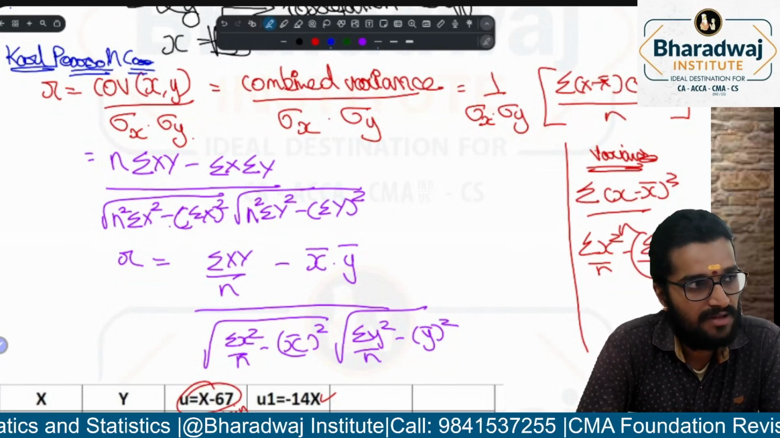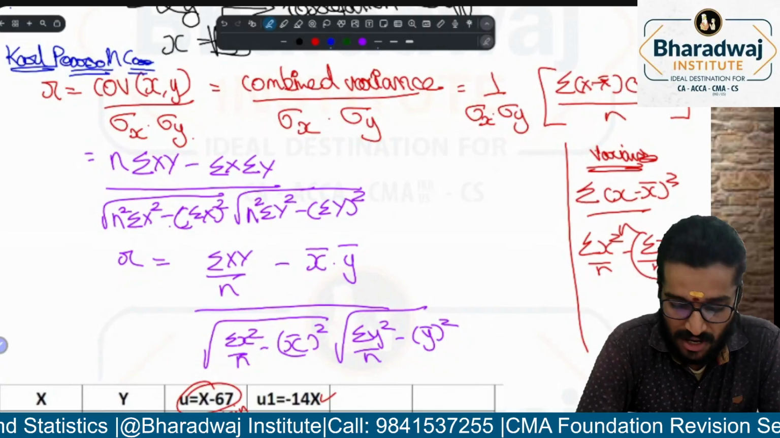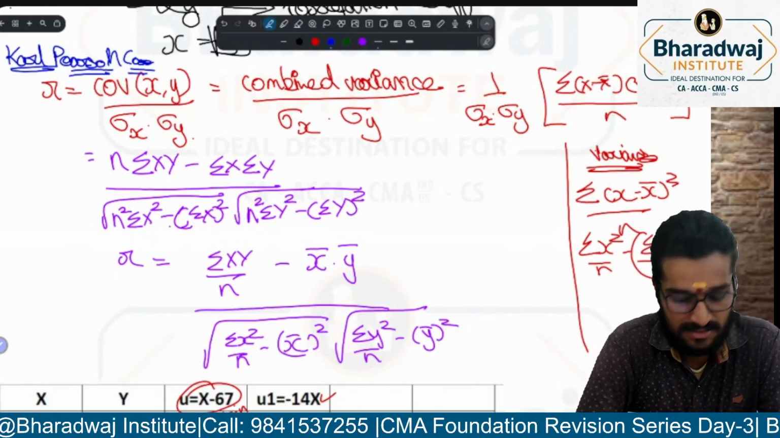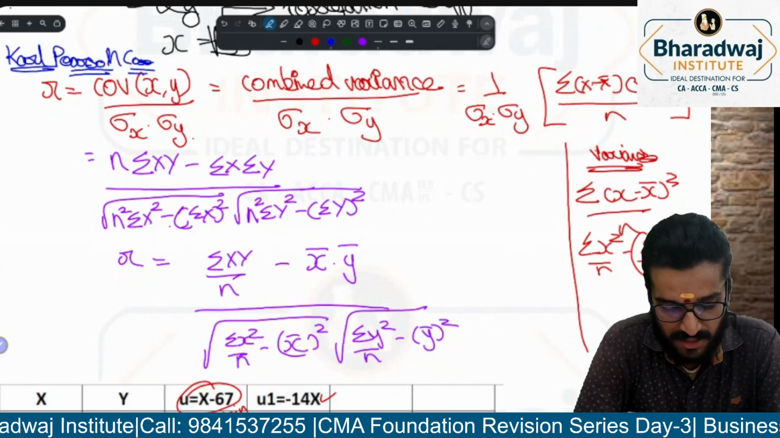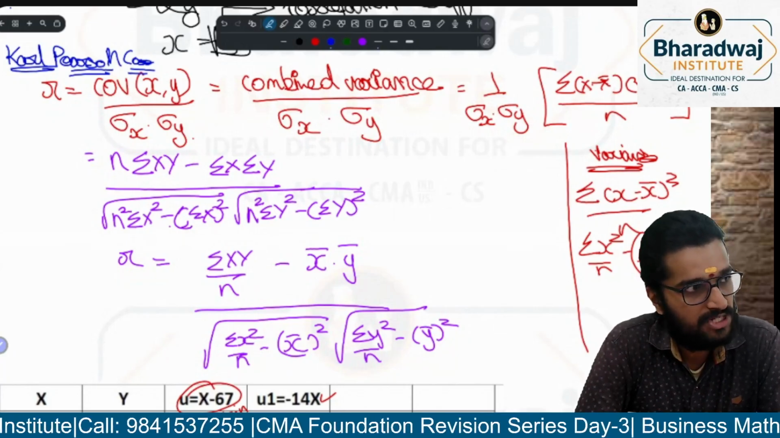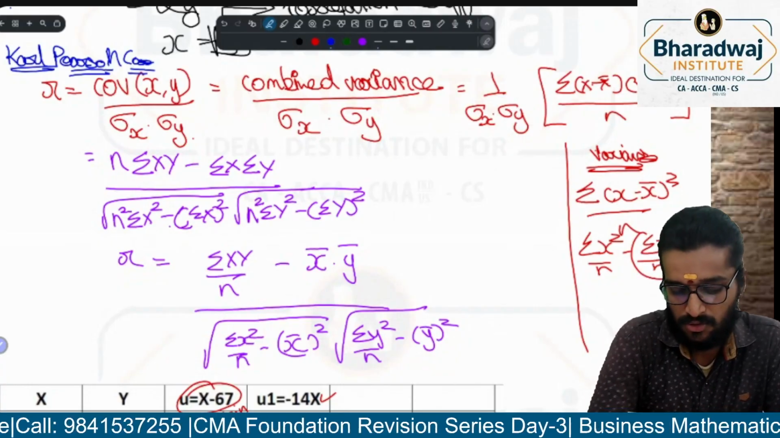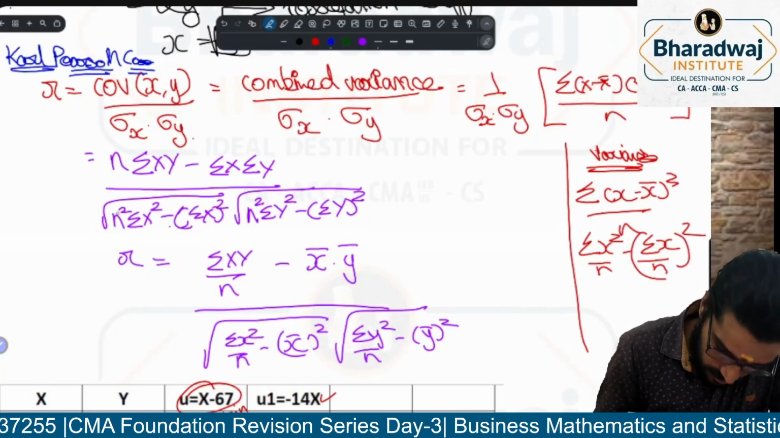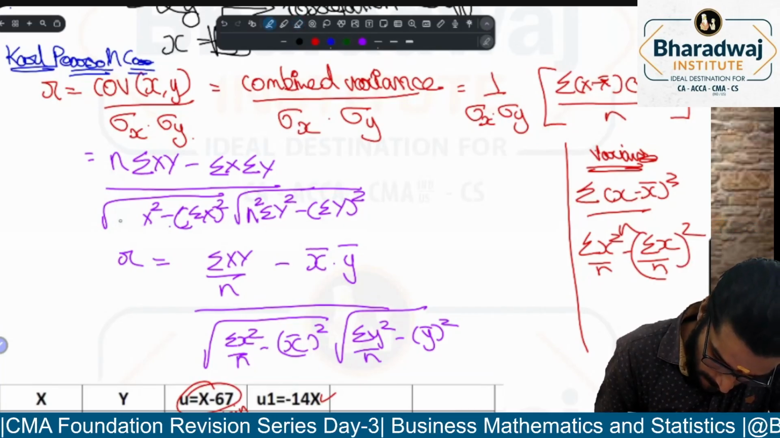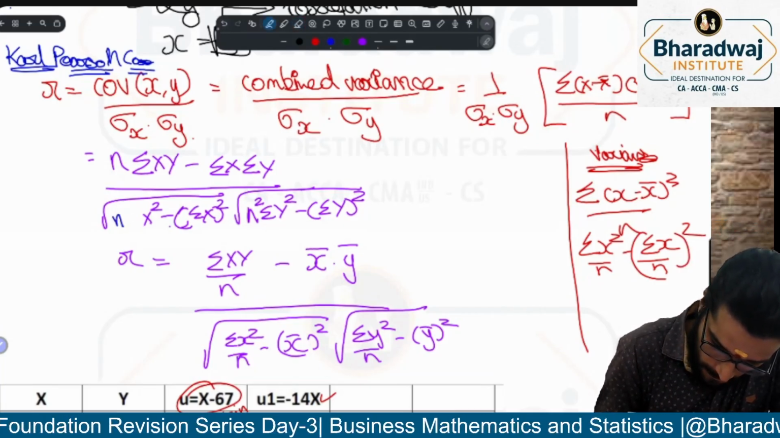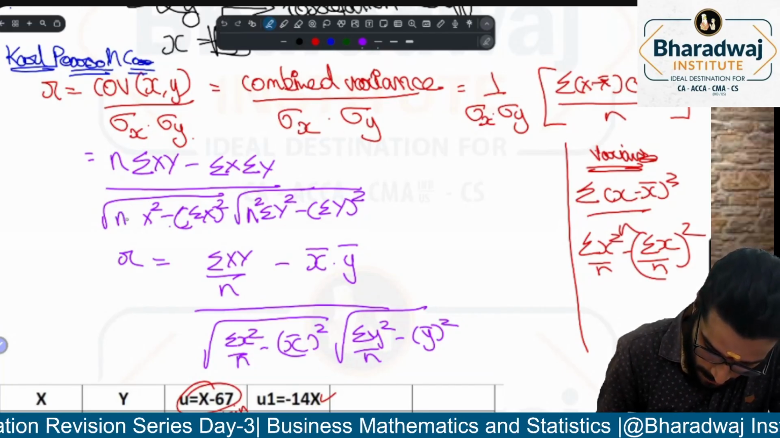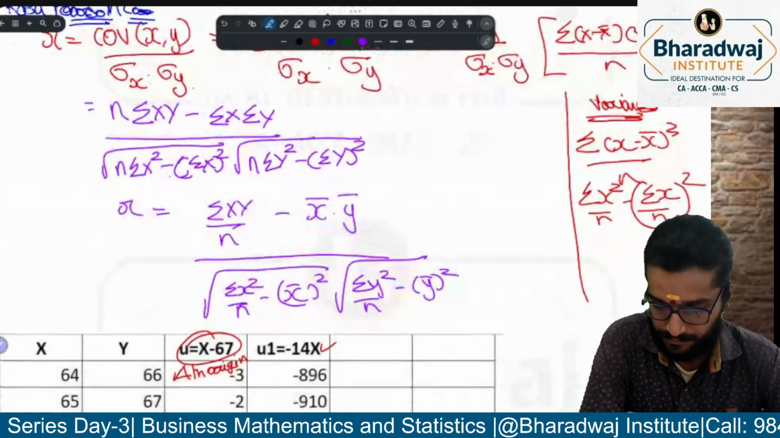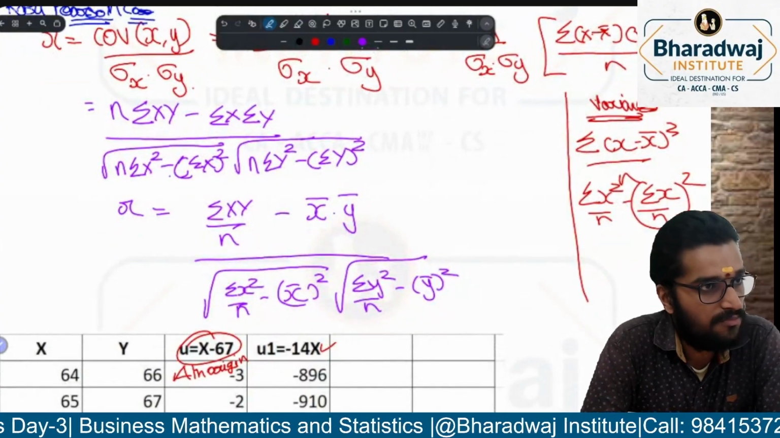Instead of using the combined variance divided by the product of standard deviations, we also have a much simpler formula, which is n times summation xy minus summation x times summation y, divided by root of n times summation x square minus summation x the whole square, into root of n times summation y square minus summation y the whole square. So this is the formula we will be using.